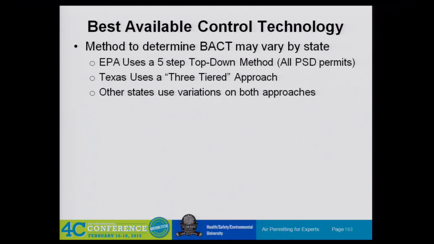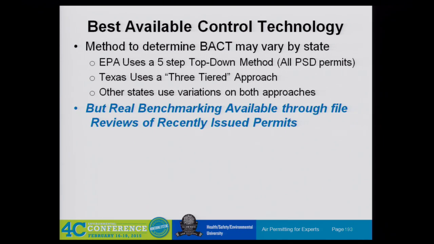So we're going to talk about the 5-step process here and a little bit about the Texas 3-tiered approach. A few more states are actually going towards this kind of combination of approaches where there's some kind of assumption of level going on. And that's what Texas used, kind of a common sense approach.